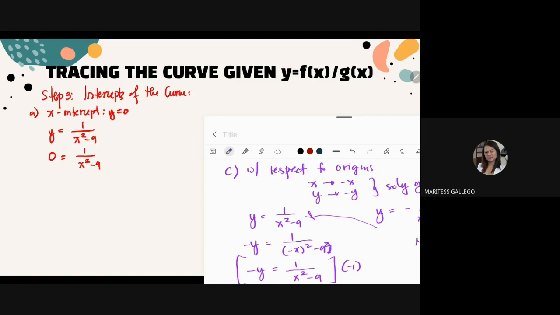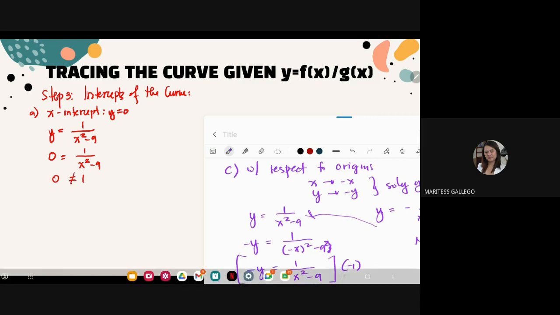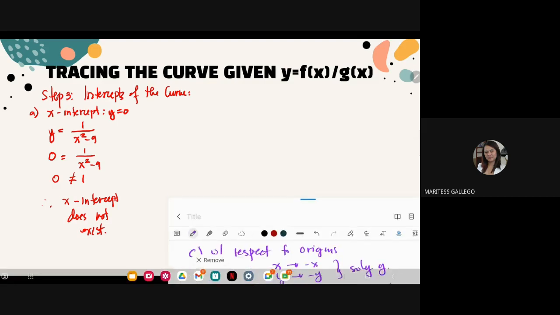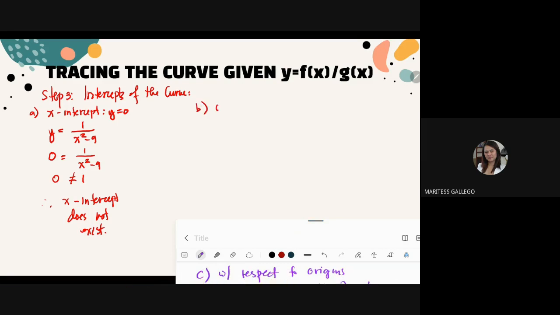So what you have is 1 over x squared minus 9. So solve ba tayo for x? Pag na-cross multiply tayo, 0 is equal to 1, which is not true. So ibig sabihin, x-intercept does not exist. So, wala tayong x-intercept. Ibig sabihin, yung graph natin, wala siyang intersection sa x-axis. Okay. The next one is your y-intercept.